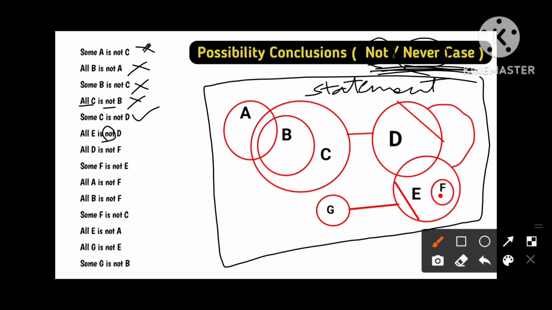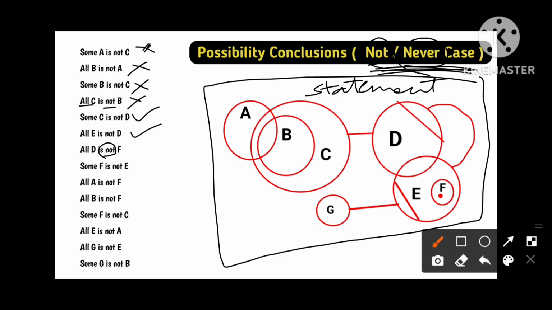Next one, here we see "not". So we check all E can be D. Can we place all E inside D? Here taking all E and placing inside D, then F also comes. F shares only with E. If we place E and F together in D, then the statement diagram violates. So all case fails, and all case fails means some not case will be true. So this conclusion is true.